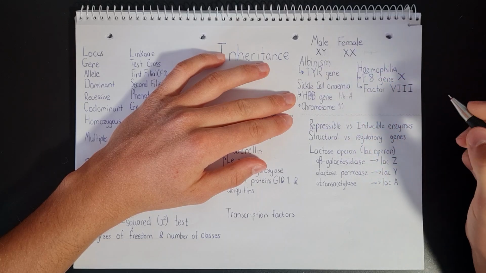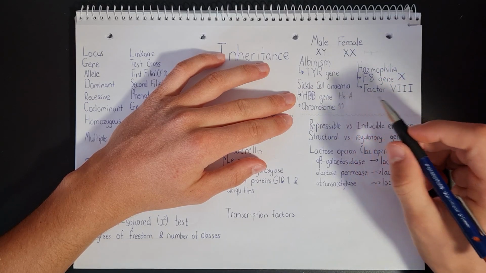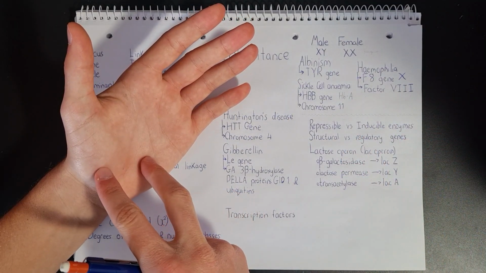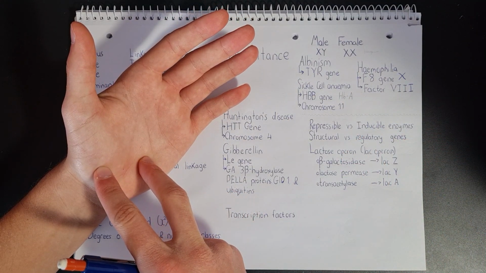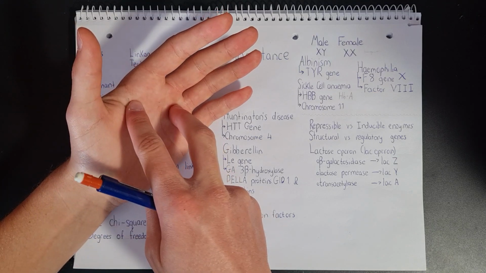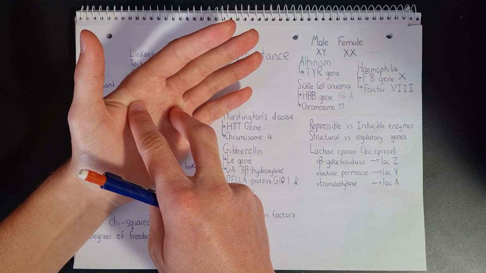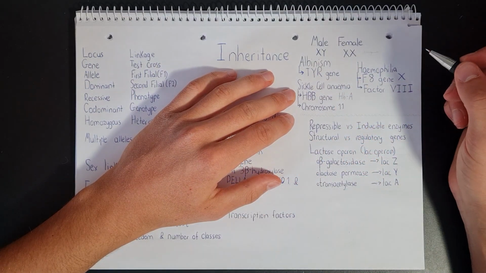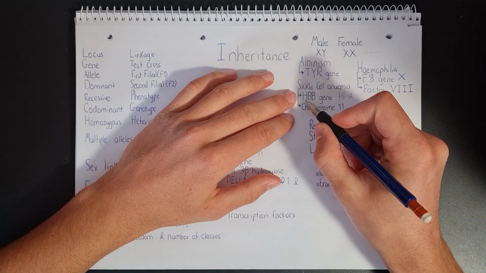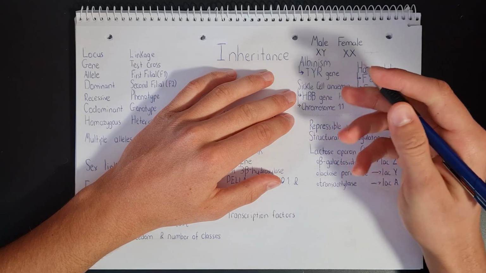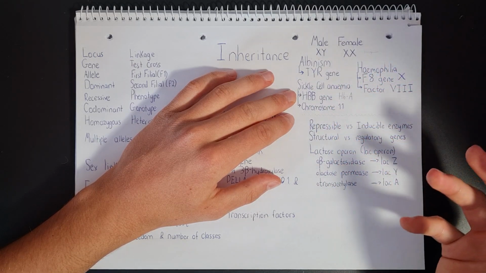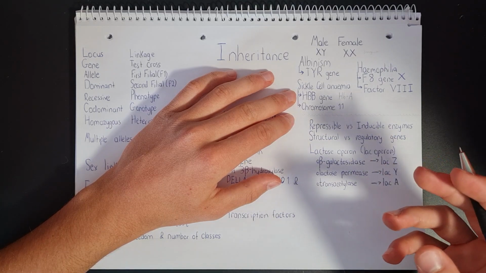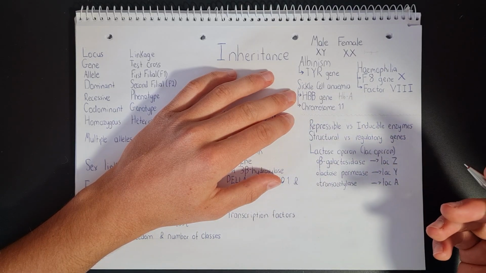So the normal hemoglobin molecule is HbA. Now, we know that in a normal hemoglobin molecule, we have two identical alpha globin polypeptides and two identical beta globin polypeptides. Now, what happens in sickle cell anemia is that there is a mutation in the HBB gene, which results in the amino acid valine being present instead of the normal glutamic acid.